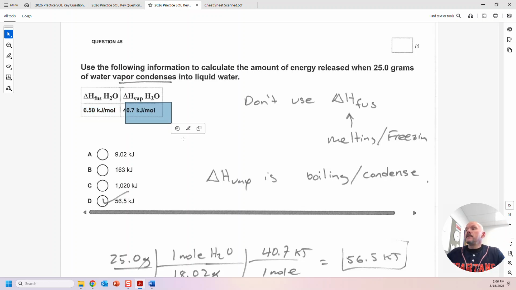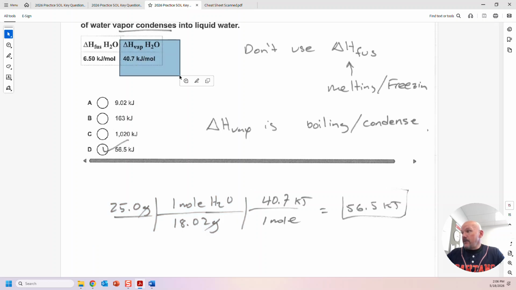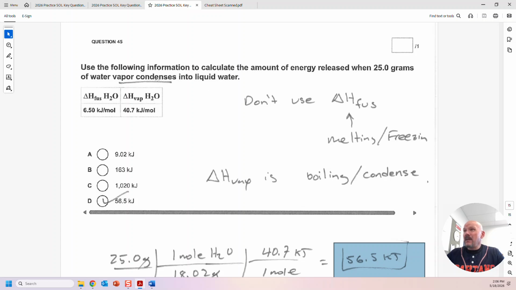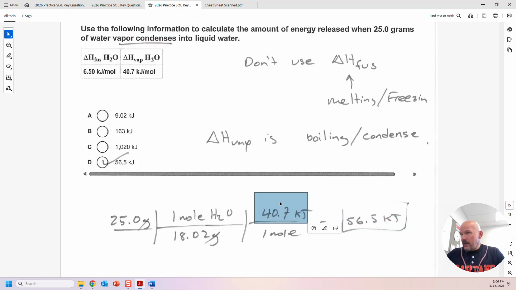All right. So what do we do? We take our 25 grams of water, we divide it by the molar mass of water. That gives us moles of water. Then we multiply by this thing. How is it a conversion factor? We put the 40.7 kilojoules on top, for every 1 mole of water on the bottom, that'll cancel out moles of water and give you energy. So it'll take around 56.5 kilojoules. If they said the same thing, but it said freeze here, then what's going to change? Instead of 40.7 here, we're going to plug in 6.5 right there. And then we'll do our math.